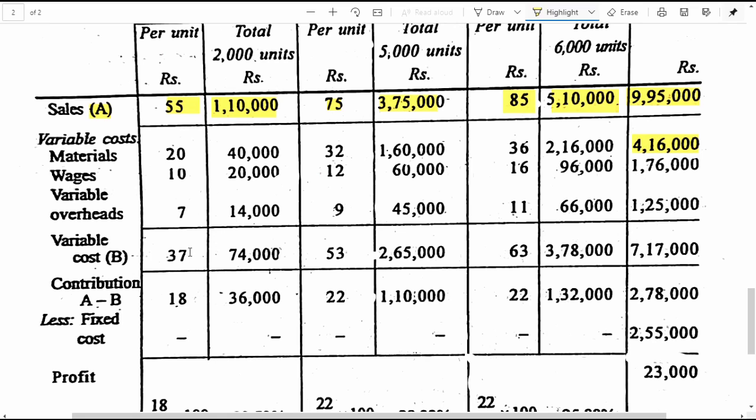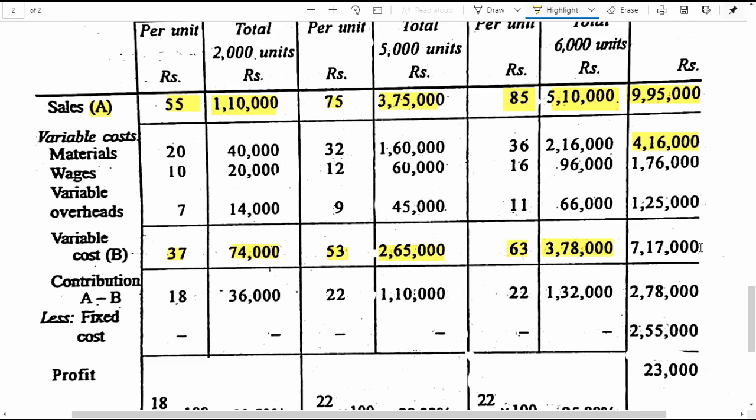Total variable cost for X comes to 37 rupees per unit. In total, it comes to 74,000 rupees. Then for Y, 53 rupees is the variable cost per unit. In total, the variable cost comes to 2,65,000 rupees for Y. Then regarding Z, it is 63 rupees variable cost per unit. In total, it comes to 3,78,000 rupees. The grand total of variable cost comes to 7,17,000.